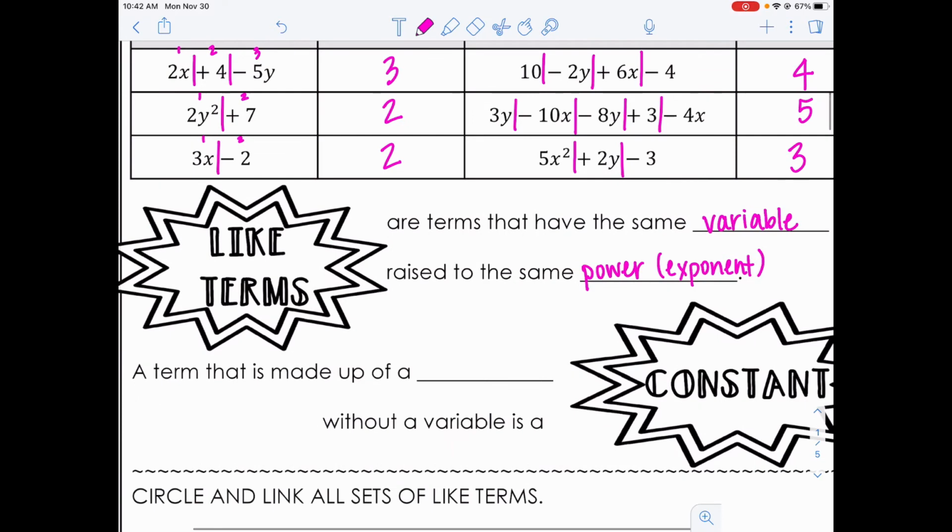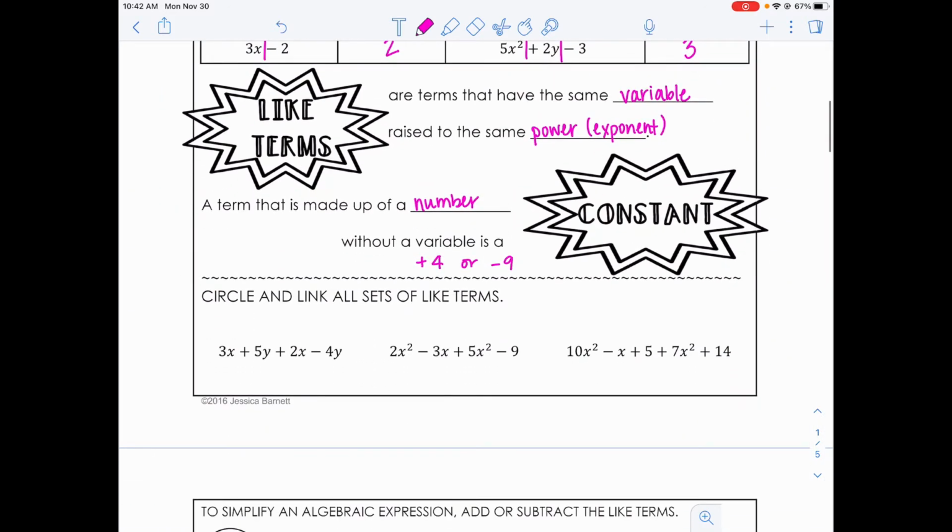Finally, a like term that is made up of a number without a variable is a constant. We've already kind of talked about it. That's where you see something like plus 4 or minus 9. Those are constants, and constants are always like terms with each other.